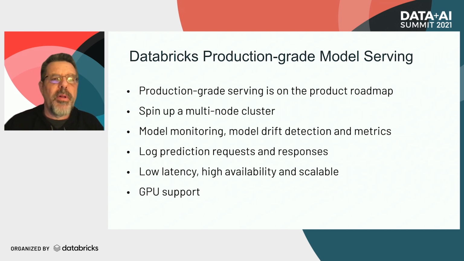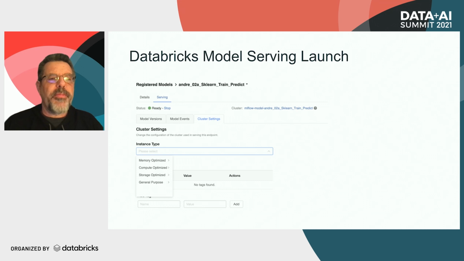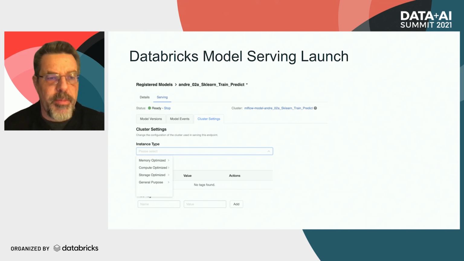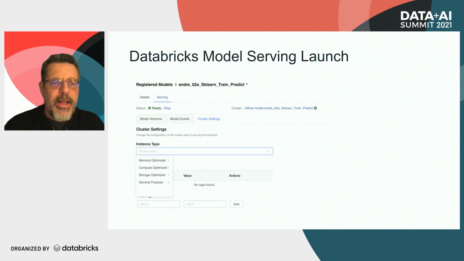So here's an example. If you go to the registry, you'll go to the serving tab, and you will be able to choose your instance type. You launch the model. You can see the different versions, and of course, you can then track it through the model events. Here's an example of what the UI scoring is.